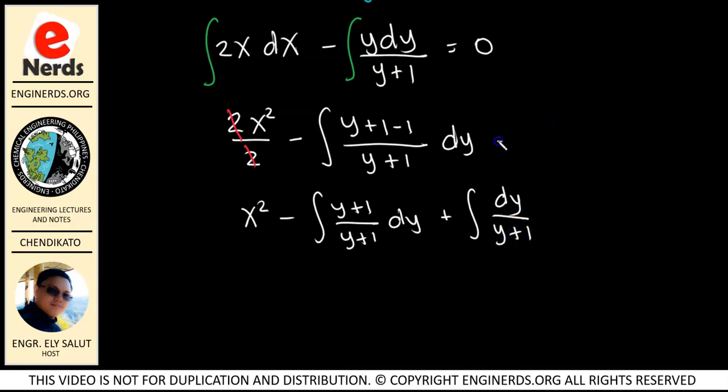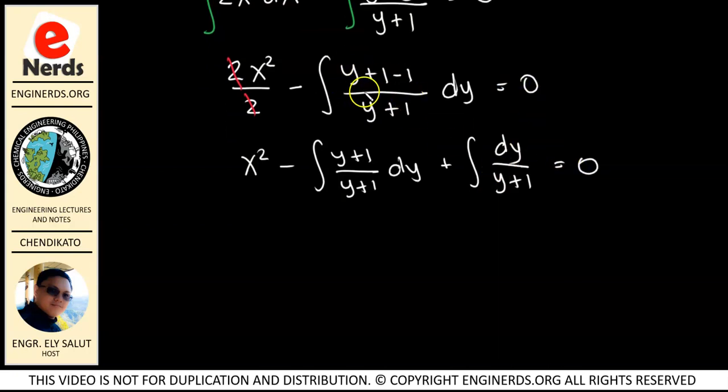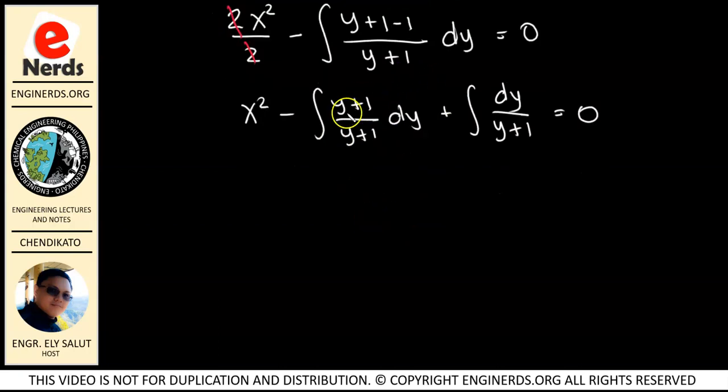I'm sorry, I forgot the equal to 0 in here. I hope naintindihan ninyo kung paano natin to ginawa. I just separated this into 2 fractions, but it will just be the same. This will be equal to 1 because this will be cancelled out. So ang maiiwan sa atin dyan will be the integral of dy.